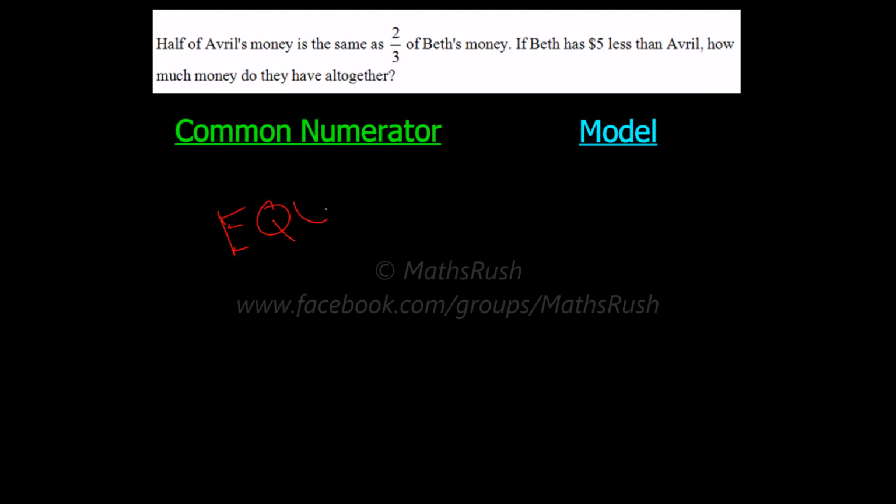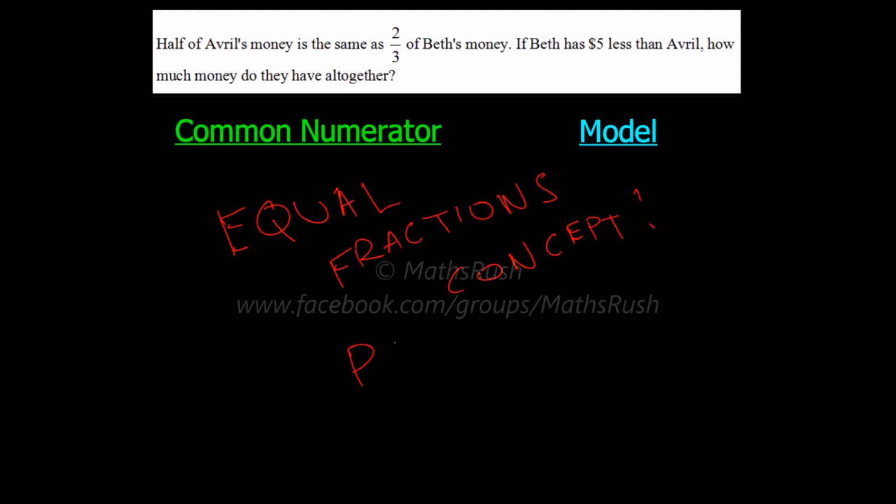So, why this concept? Why equal fractions concept? Because in my opinion, it's one of the funnest concepts that I've applied, other than using models. This concept applies from P4 onwards all the way to P6. Of course, P4 will be really easy and P6 will be slightly difficult. There's an advanced level of this concept, so there will be another video for that.